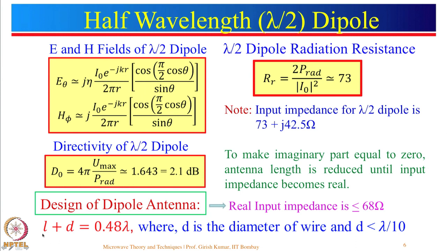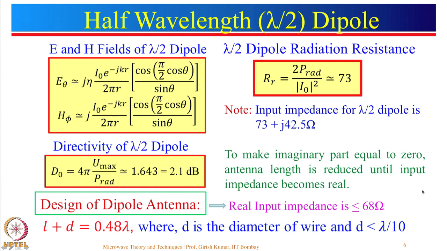This is the length of the dipole antenna, this is the diameter of the antenna, and this is equivalent to 0.48 lambda. Whereas if you see over here, L is equal to 0.5 lambda, but here L is smaller than 0.5 lambda. And generally speaking, the diameter of the dipole antenna should always be taken less than lambda by 10. Okay. So just take a simple example. Suppose the diameter of the dipole is 0.01 lambda, in that case L will become 0.48 minus 0.01, that will be 0.47 lambda. If you take the diameter as, suppose, 0.04 lambda, then L will become 0.44 lambda.